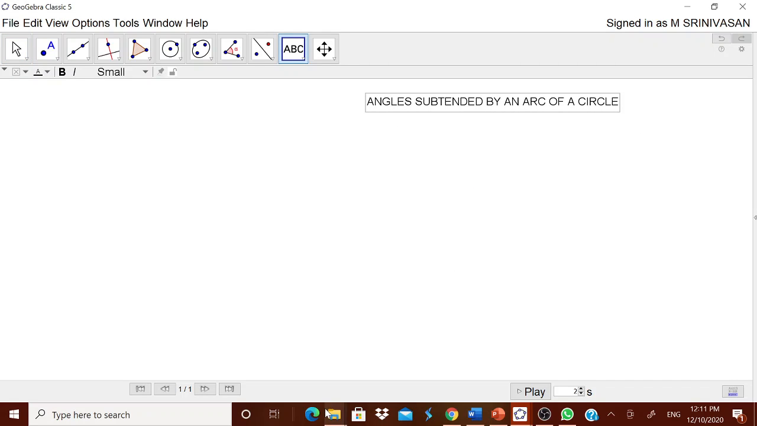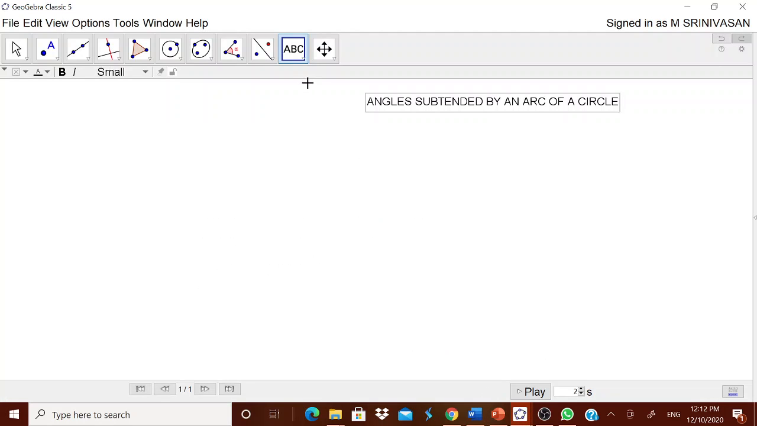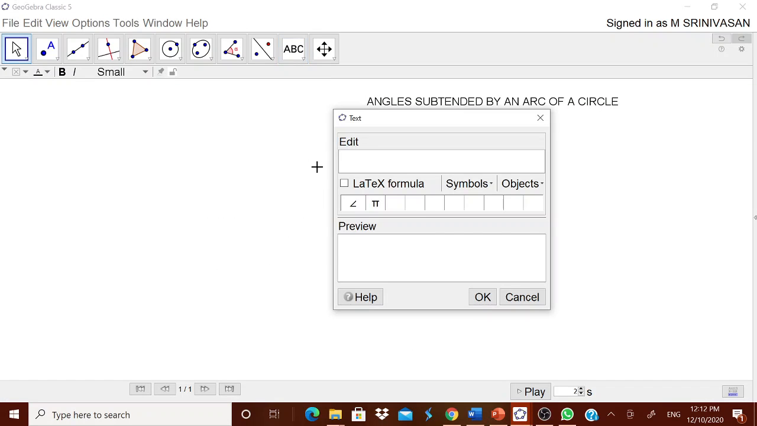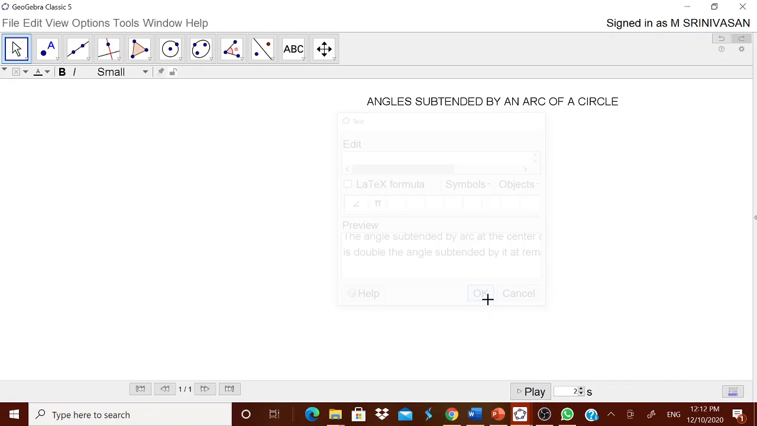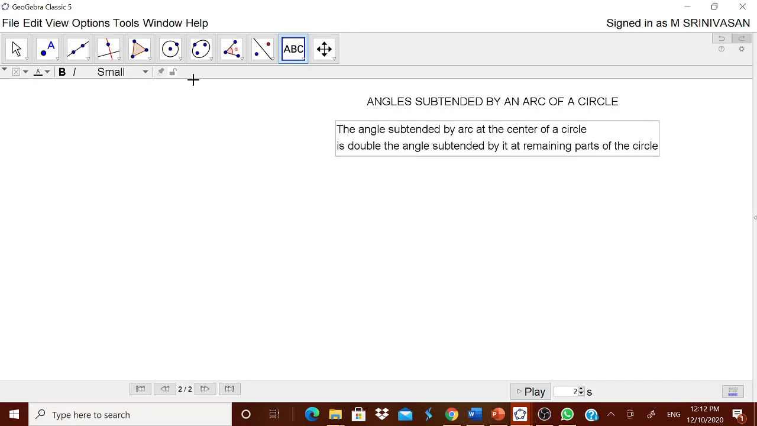Always try to activate the navigation bar so that, whenever explaining to the children, you can explain in a step-by-step fashion. We will declare the statement of the theorem. The angle subtended by the arc of a circle is double the angle subtended at the remaining part of the circle.